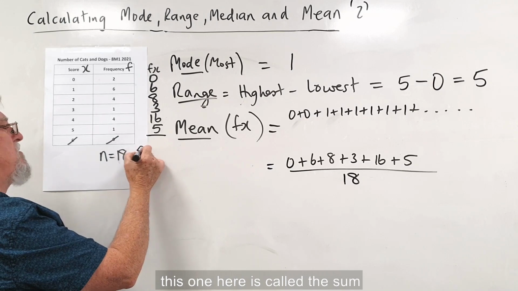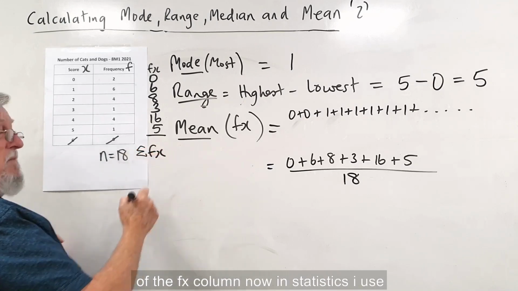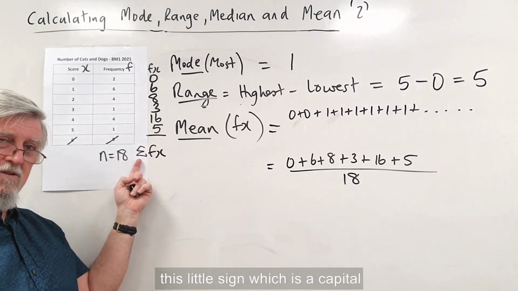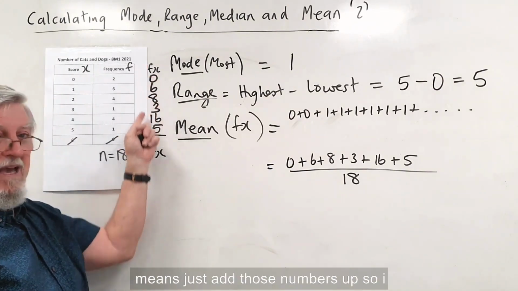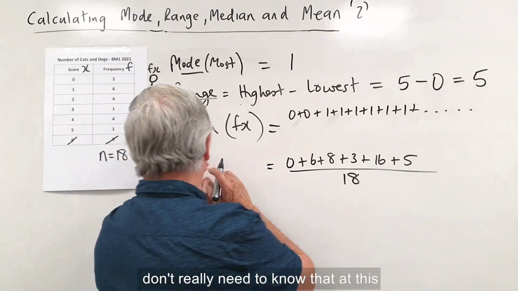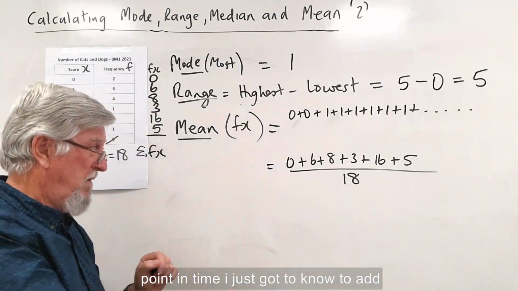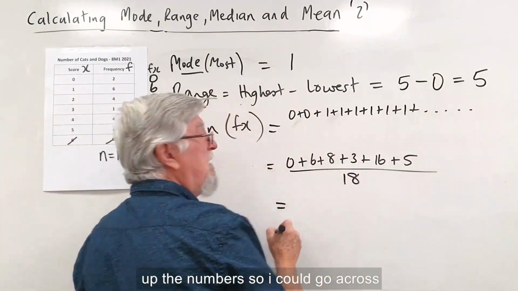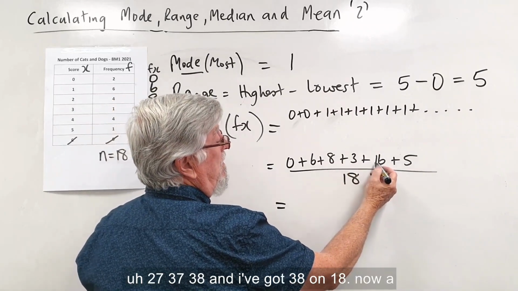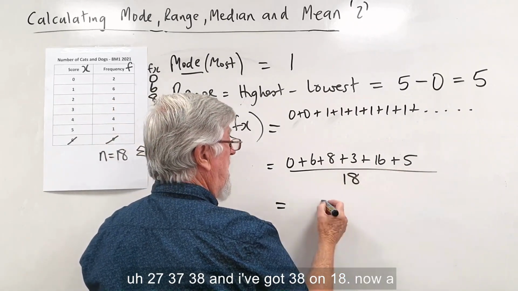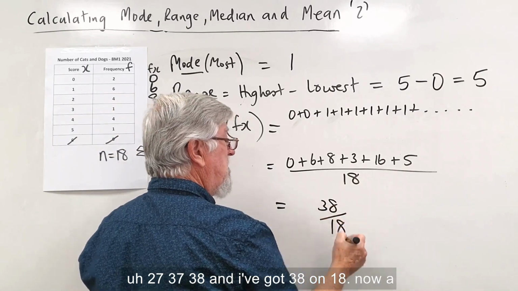This one here is called the sum of the fx column. Now in statistics, I use this little sign, which is a capital sigma, the Greek letter sigma, which means just add those numbers up. So I don't really need to know that at this point in time. I just got to know to add up the numbers. So I could go across these and go 14, 15, 16, 17, 27, 37, 38, and I've got 38 on 18.